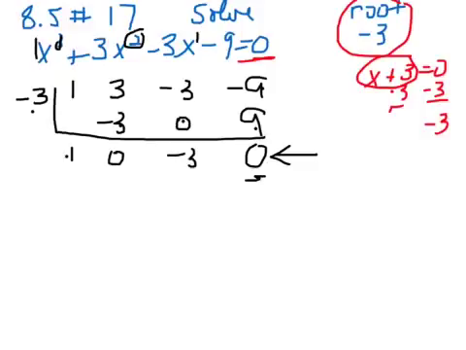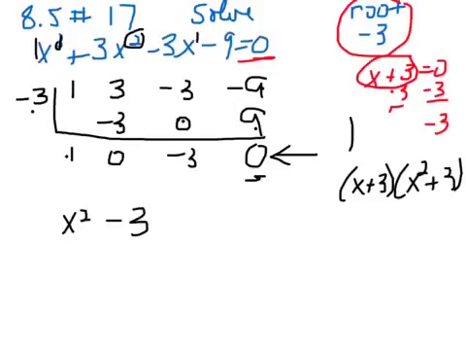Now, what I have left is this. I have x squared plus 0x, so I won't write it down, minus 3. Okay? So that's what's left. If I were to factor this number up here, I know that one factor is x plus 3. I could actually rewrite this as x plus 3 times x squared minus 3. That's equal to that original equation up there at this point.